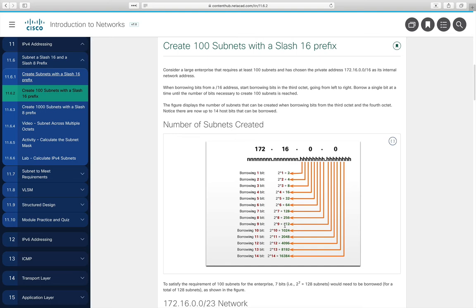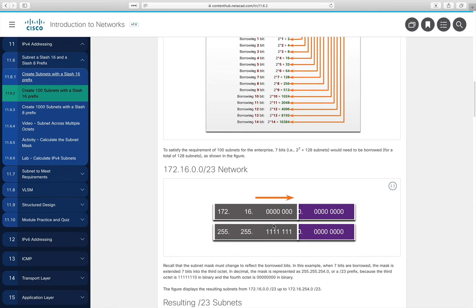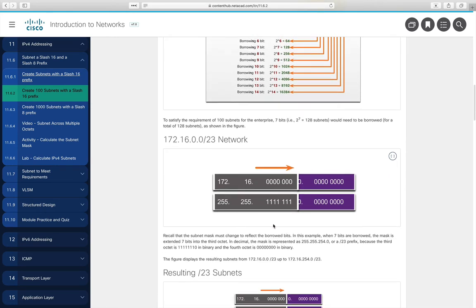So we started with a /16. We add 7 to that because we're borrowing 7 bits. So we end up with a /23 subnet mask, which is what they are showing us here. So we borrow the 7 bits, and then we have the remaining 9 bits left for the host portion.